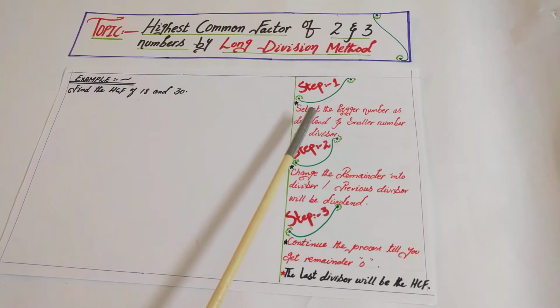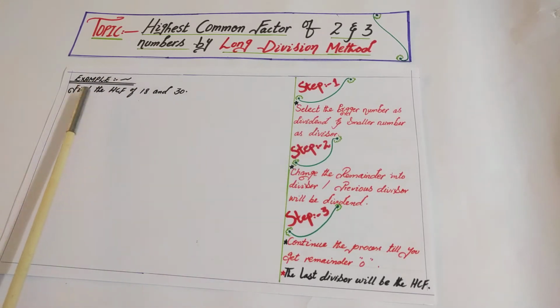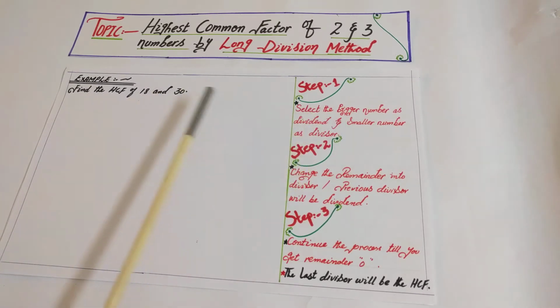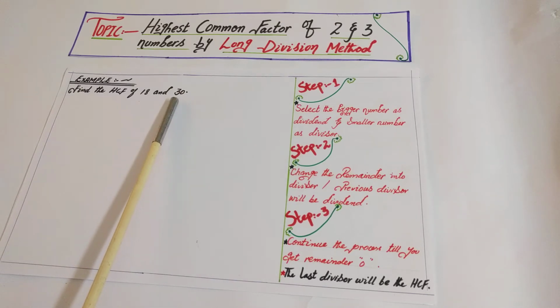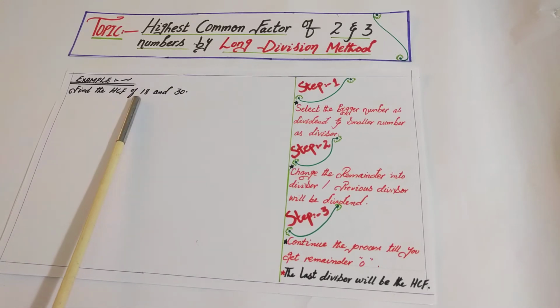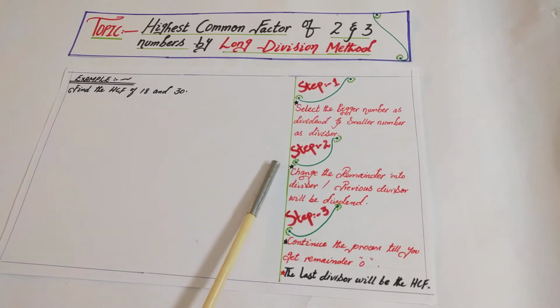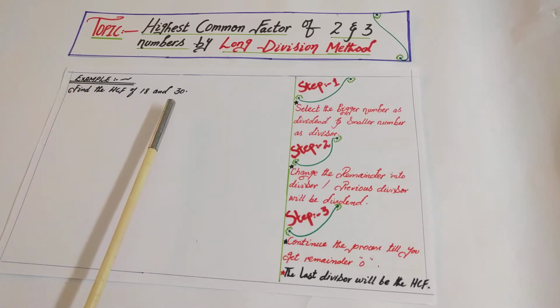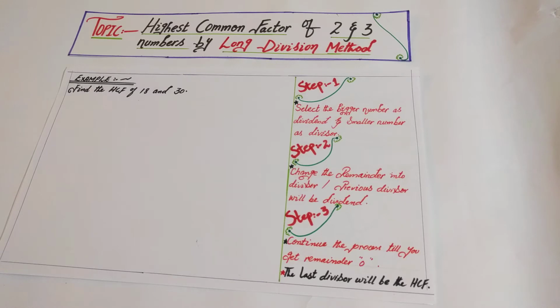So these are the steps to find the HCF of 2 numbers. Step number 1. Select the bigger number as dividend and smaller number as divisor. In the example, 2 numbers are given, 18 and 30. Firstly you will select the bigger number as the dividend. 30 is the bigger number, so 30 will be the dividend, and the smaller number is 18, so 18 will be the divisor. Clear? Now step number 2 and step number 3. I will explain these steps when I solve this example. Let's start example number 1. Find the HCF of 18 and 30.